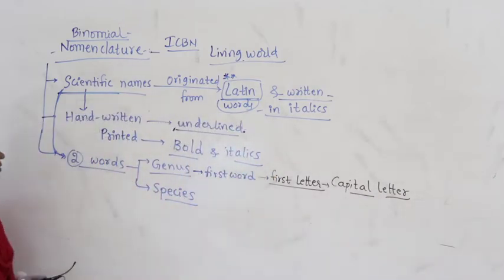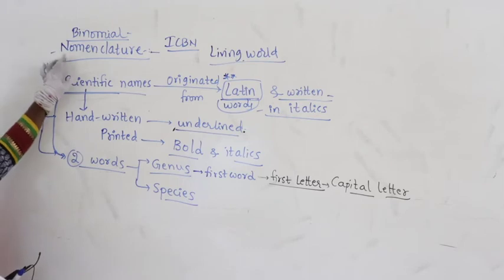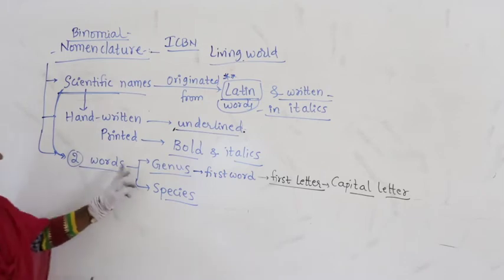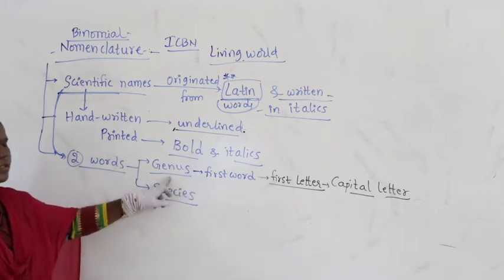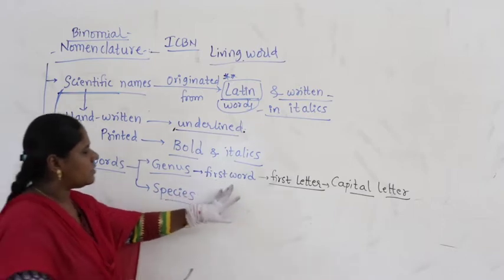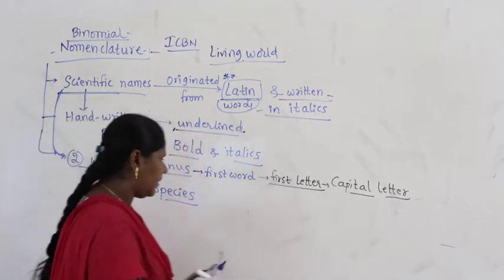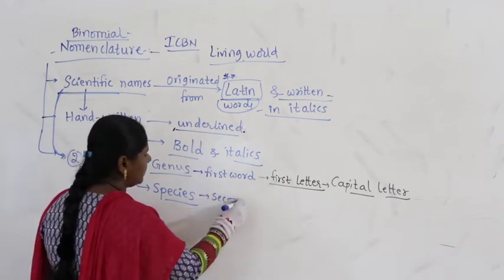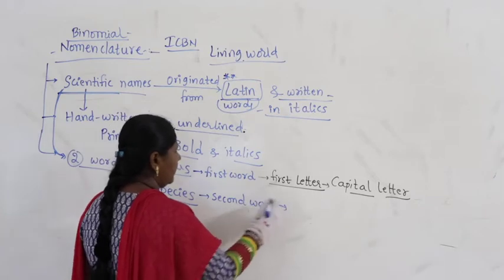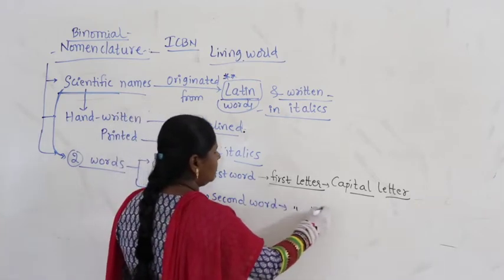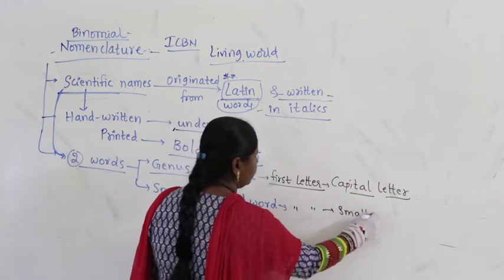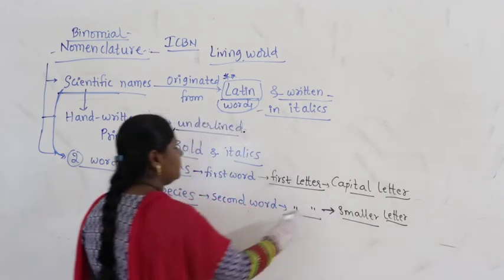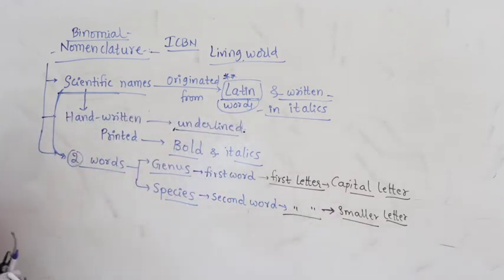So as you know, binomial nomenclature, bi means two. There are two words. What are they? First word itself is genus, as we have discussed for the last class. In the first word, the first letter should be a capital letter. Similarly, in the second word, as we discussed very clearly for the last class, the first letter should be a small letter. So we have to take such kind of precautions.